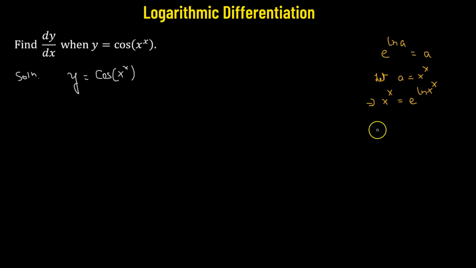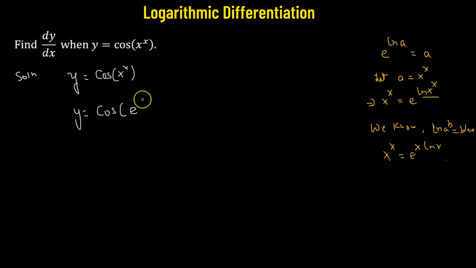Now we can also make use of the property that we know whenever we have log of a raised to the power of b, that's equivalent to b times log of a. So that means log of x raised to the power of x can be rewritten as e raised to the power of x times log of x. So let's use this. Now that means we will have y equals cosine of e raised to the power of x log x.